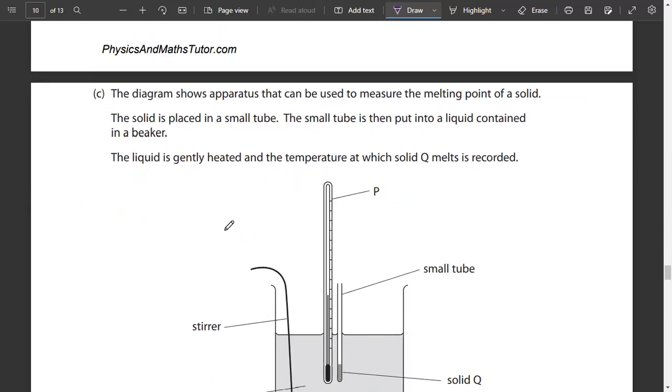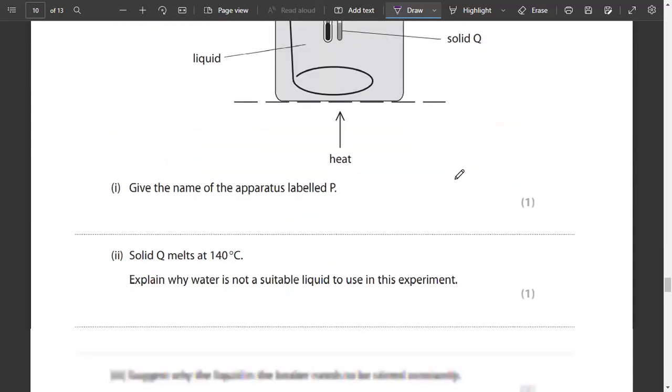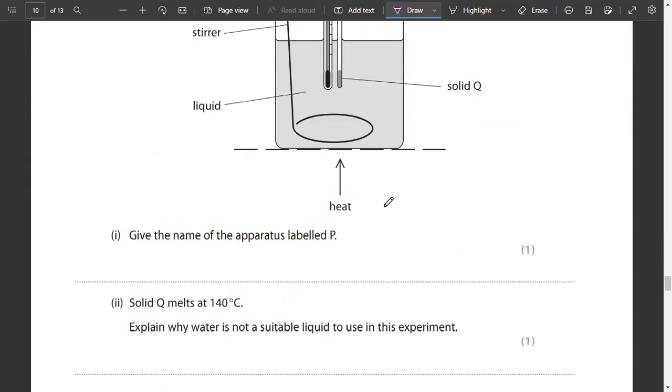The diagram shows apparatus that can be used to measure the melting point of a solid. The solid is placed in a small tube. The small tube is then put into a liquid contained in a beaker. The liquid is gently heated and the temperature at which the solid Q melts is recorded. Give the name of the apparatus labeled P.